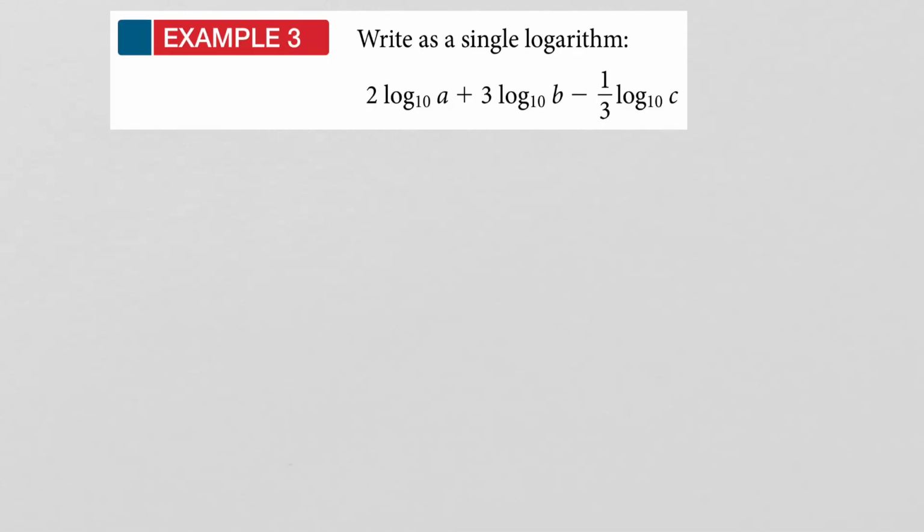Now in this next example, we're basically just doing the opposite. So here we have an expansion of logarithms. Notice that they are all base 10. And we want to bring them together to write it as a single logarithm. So here we have 2 times log base 10 of a plus 3 times log base 10 of b minus 1/3 log base 10 of c.